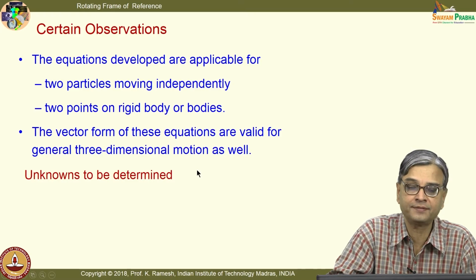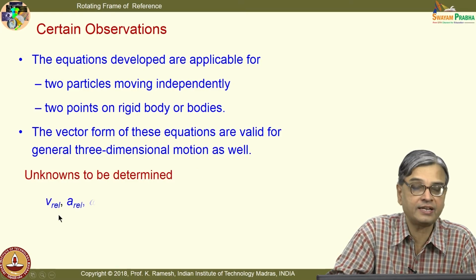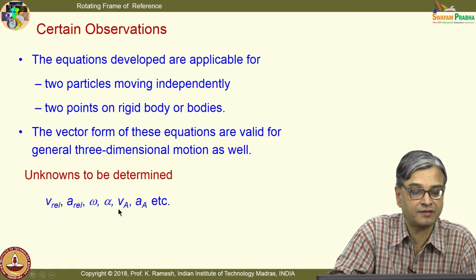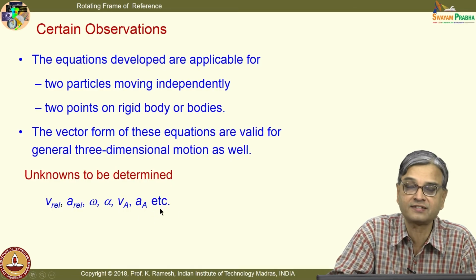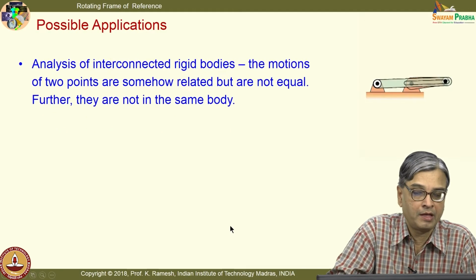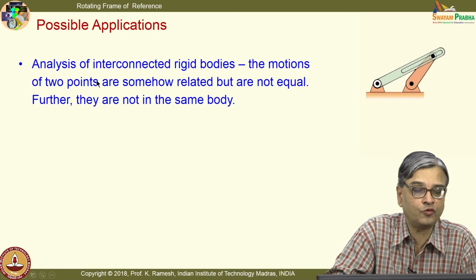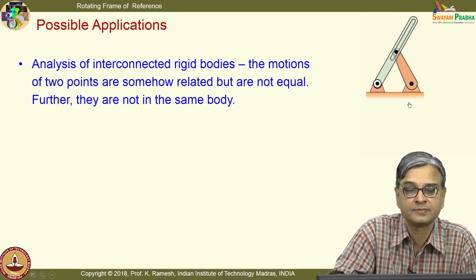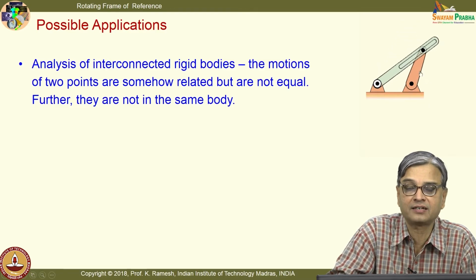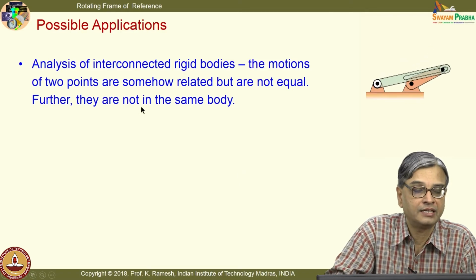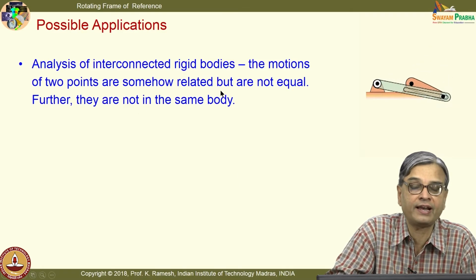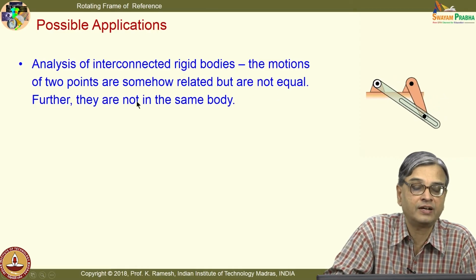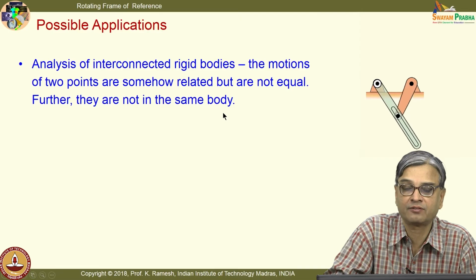What are the unknowns to be determined? I have V_rel, A_rel, omega, alpha, velocity of A, acceleration of A, etc. So, these are the quantities that need to be determined. And it is also useful for analysis of interconnected rigid bodies. I have an interconnected rigid body like this. I have a slotted system, and you see very well that things are rotating. The motions of 2 points are somehow related, but are not equal. Further, they are not in the same body. Okay.